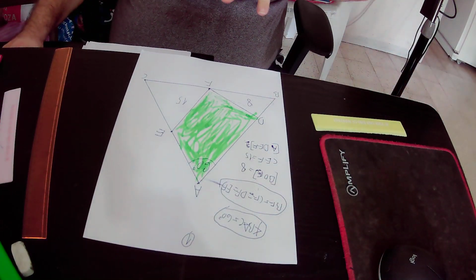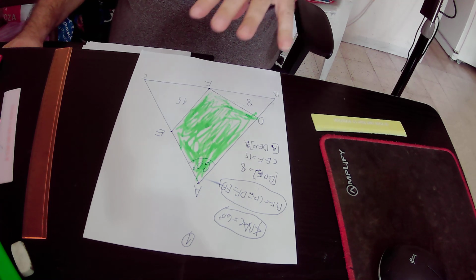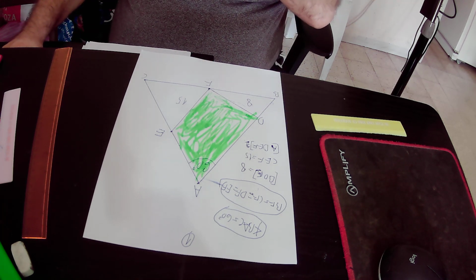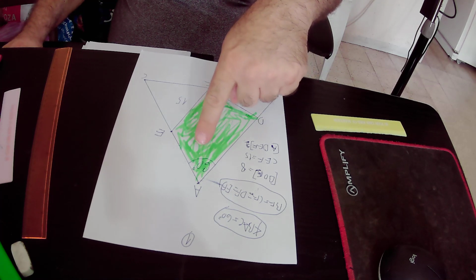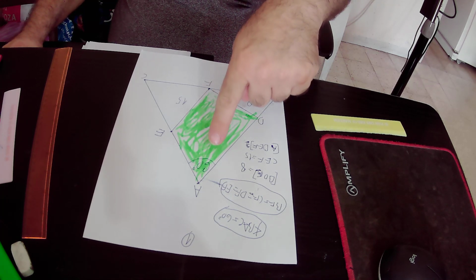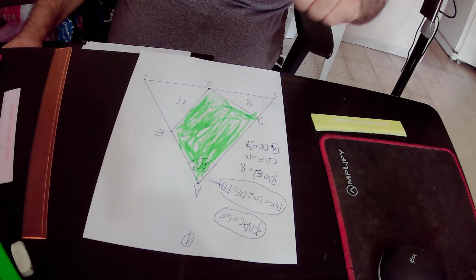Hello, in this lecture we will find the area of the green shape. In the drawing we have triangle ABC. We know that angle BAC of triangle ABC equals 60 degrees.